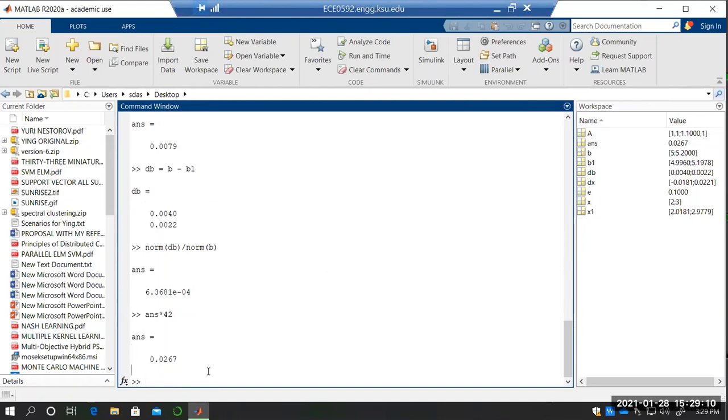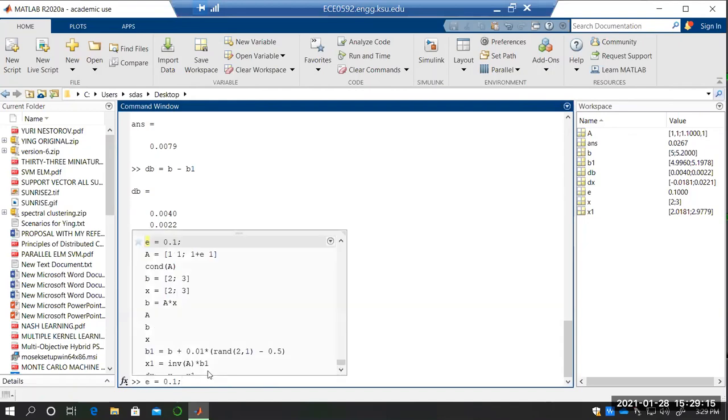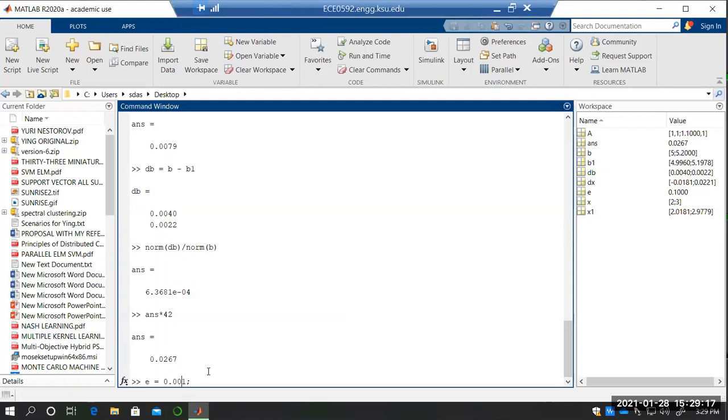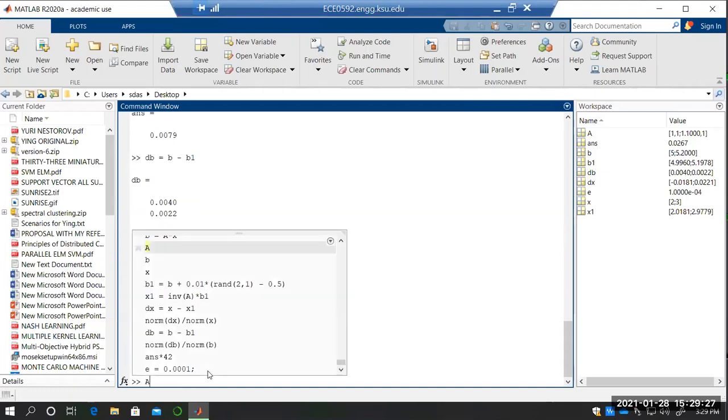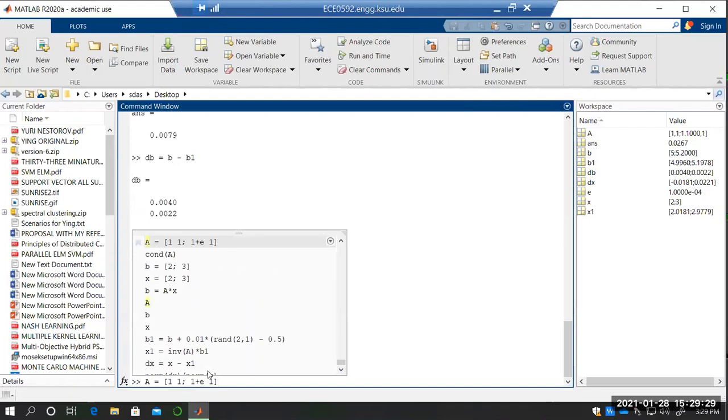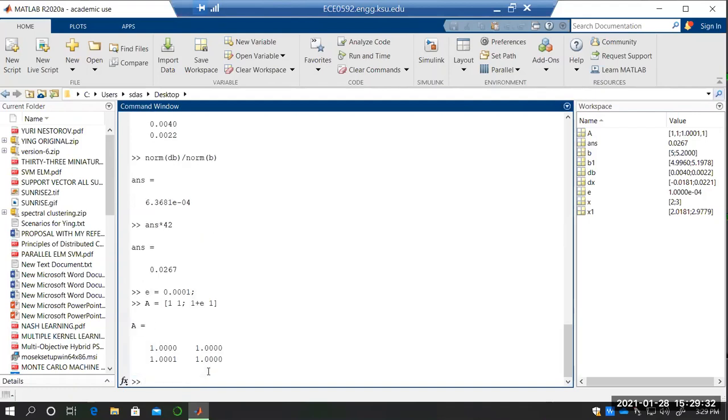Okay. Now let's redefine A. E was equal to, now let's make E this much. Or should we go one more? We'll give a huge error. And we define A equals this. Now A is much closer to being a singular matrix, right? So now what do we do? We know the value of x.